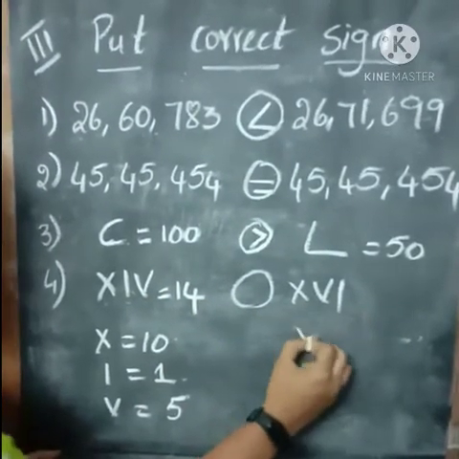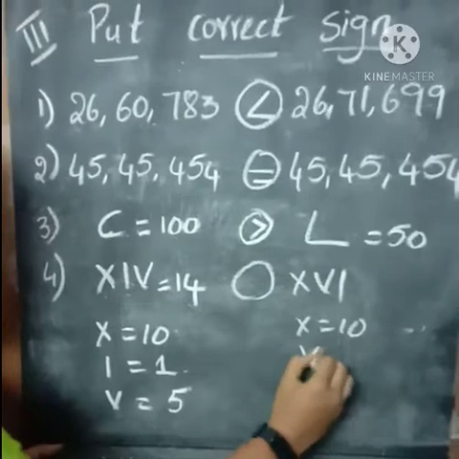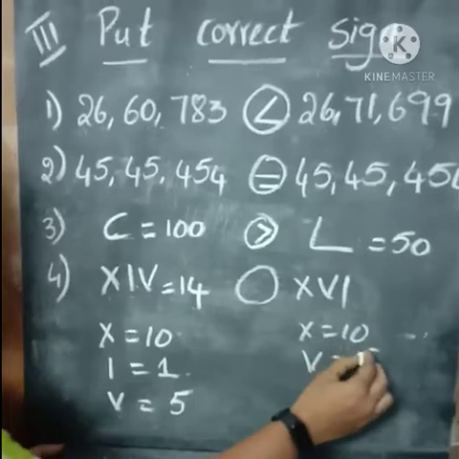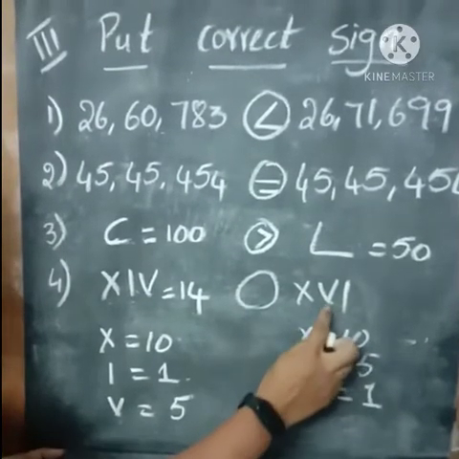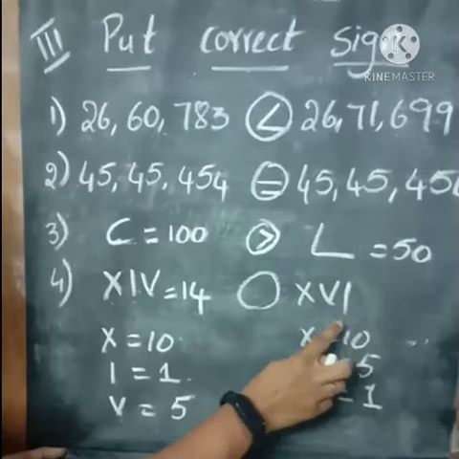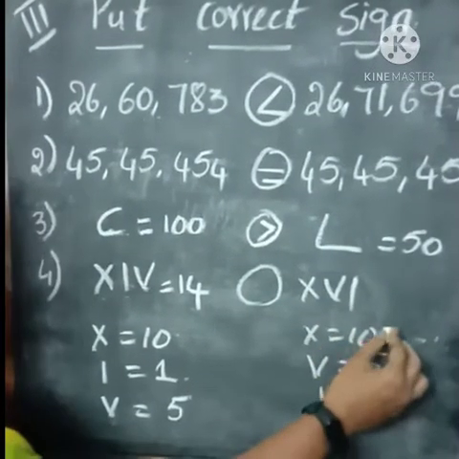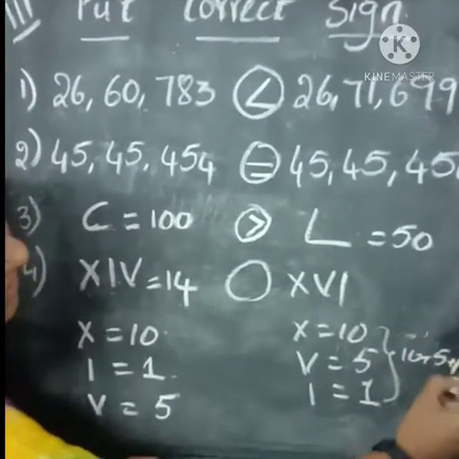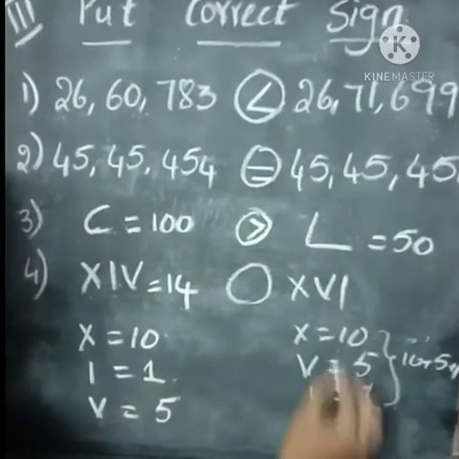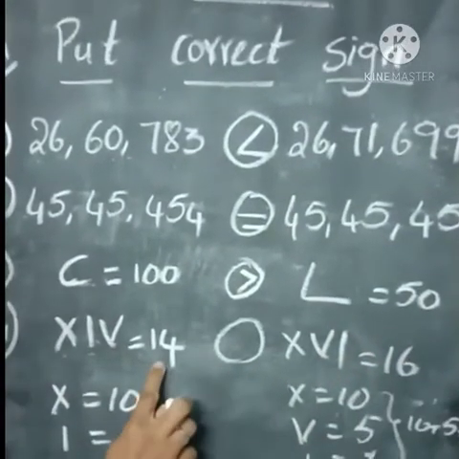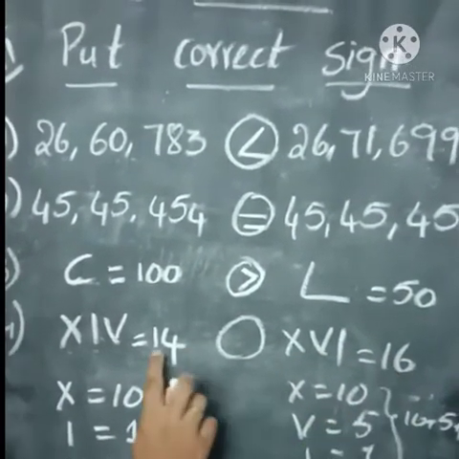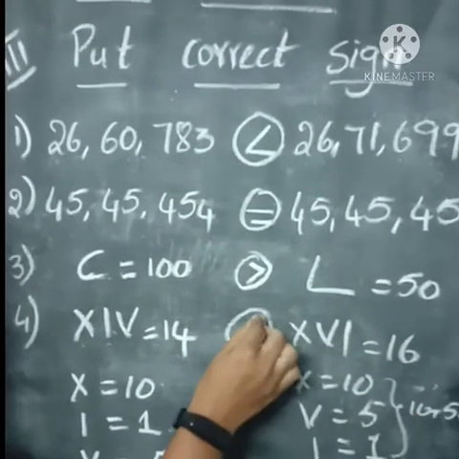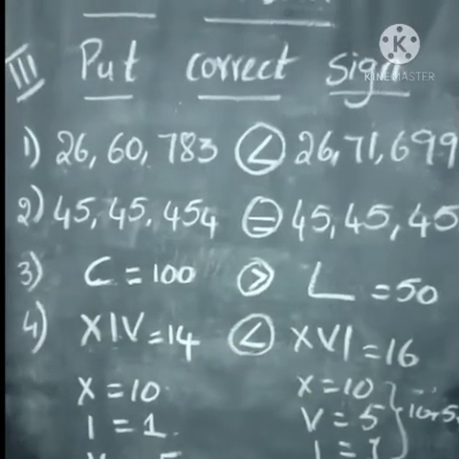Next see here, X is equal to 10. V is equal to 5. I is equal to 1. Yes, what do we have to do here? Now tell all these values. Add means what is the value? 10 plus 5 plus 1. 10 plus 5 plus 1 is equal to how much? 16. Here it was 14, and the number here is 16. Among these two numbers, which is the greatest number? 16 is the greatest number. So we have to keep the greatest sign to 16.